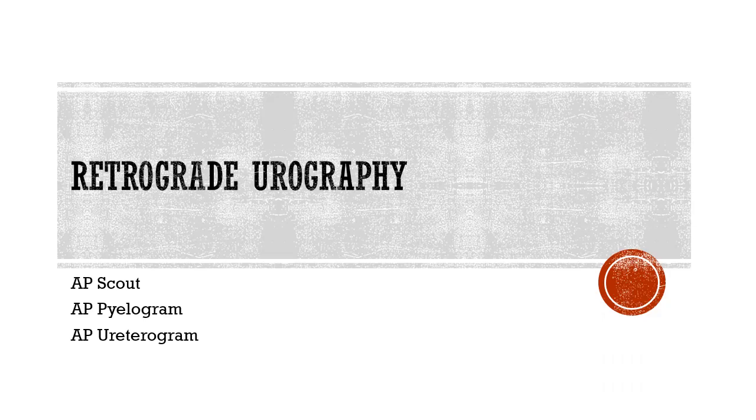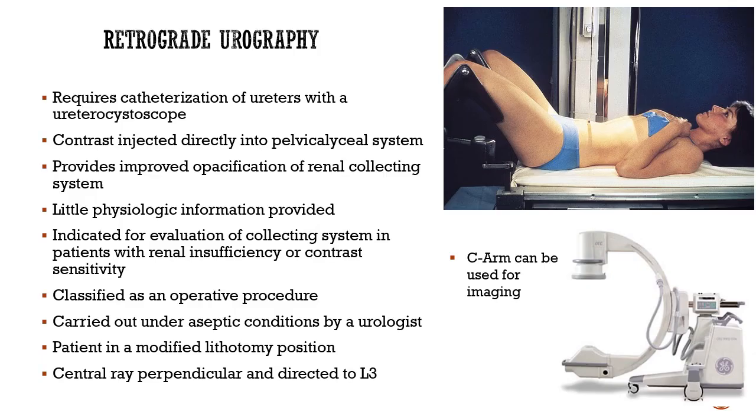Retrograde urography. We only have 3 images with retrograde urography, which include the AP scout, AP pyelogram, and an AP ureterogram. Retrograde urography requires catheterization of the ureters with the ureterocystoscope. The contrast is injected directly into the pericalyceal system. It provides improved opacification of the renal collecting system with little physiologic information provided. It's indicated for evaluation of the collecting system in patients with renal insufficiency or contrast sensitivity. This is classified as an operative procedure.